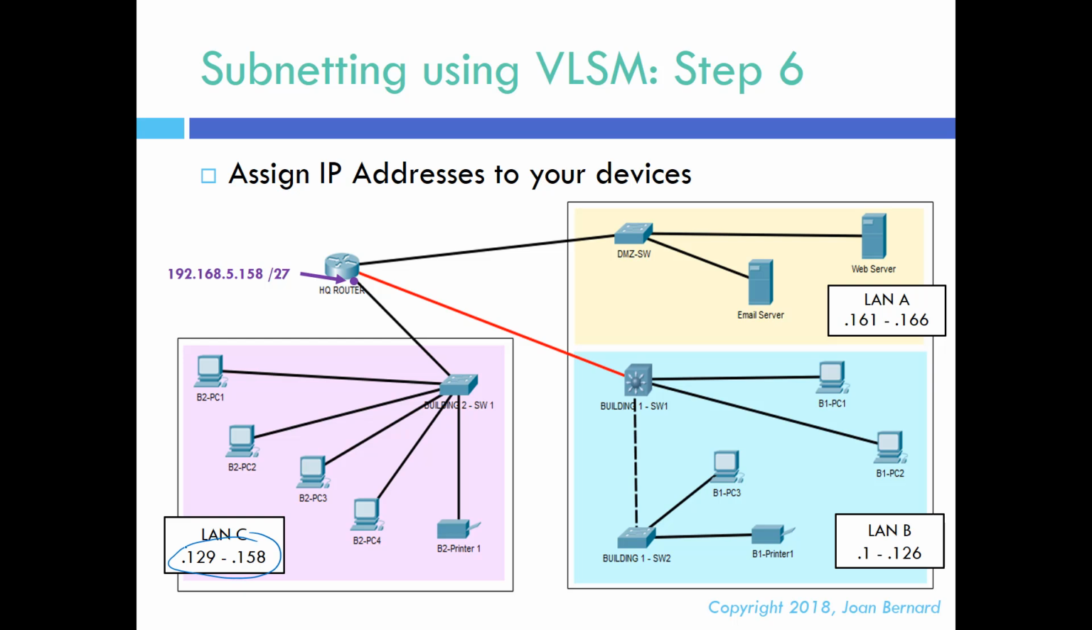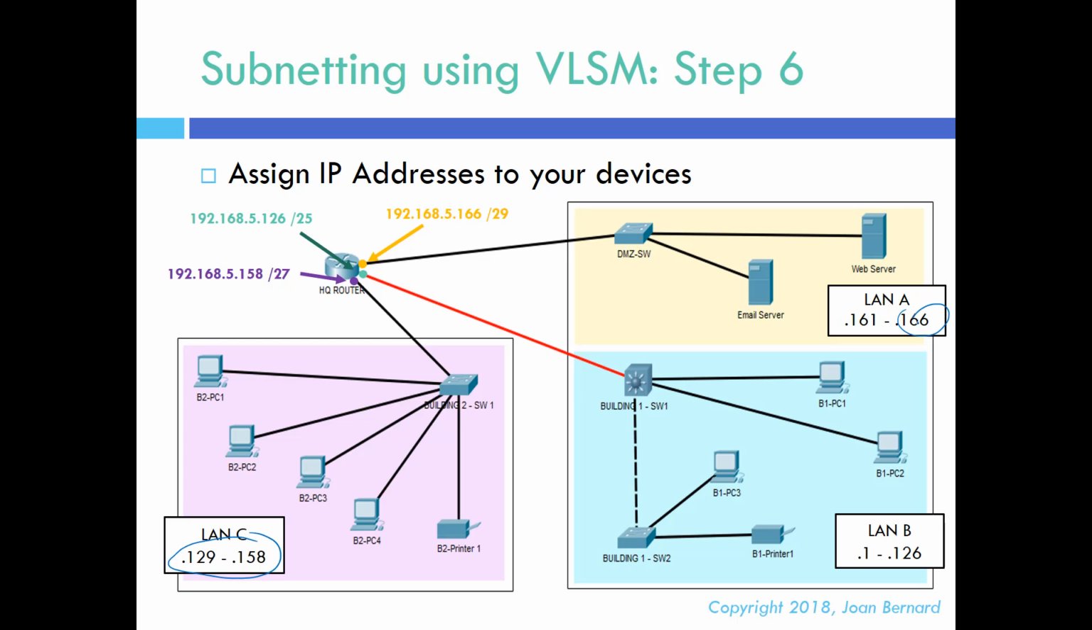Now, the router is going to get a second IP address at that interface. And once again, I've used the last host for LAN B, 192.168.5.126. And then the third interface is going to get 192.168.5.166, which is the last host IP in LAN A. So I've got my router IP addresses defined. Remember, those are my default gateways. The router IPs are the default gateways.